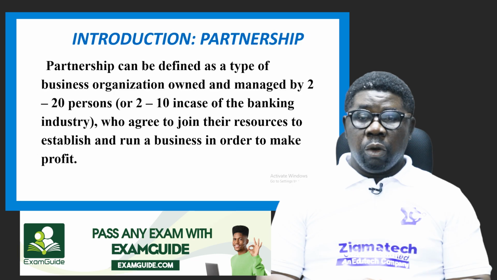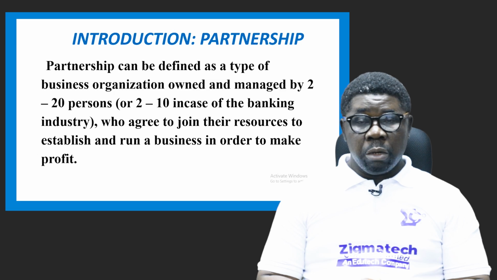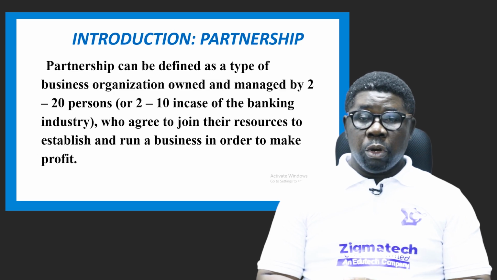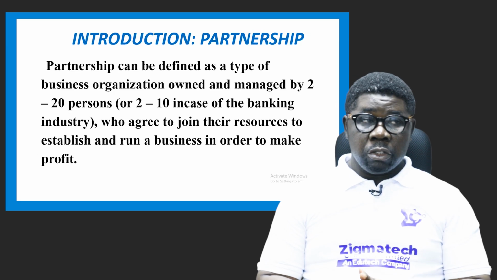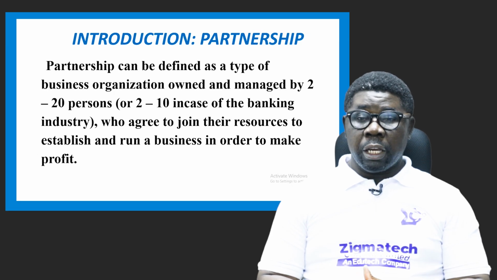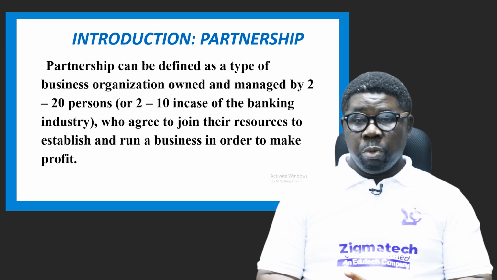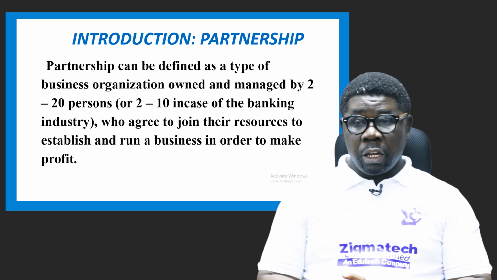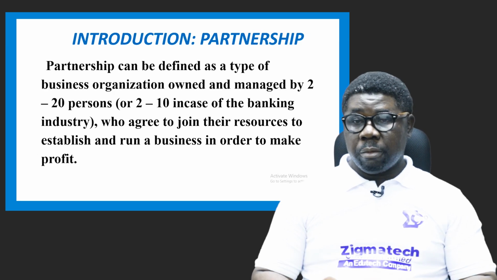Now, in the case of a banking business, we have an average of 2 to 10 persons who can form a partnership. But in general, we have 2 to 20. General partnership in many other businesses cannot exceed 20. But in the case of a banking business or banking institution, you have just 2 to 10 maximum to be able to own a banking business under partnership arrangement. So a partnership is a business type with a membership of 2 to 20 persons who have agreed to join their resources together to establish and run a business for the purpose of profit making.